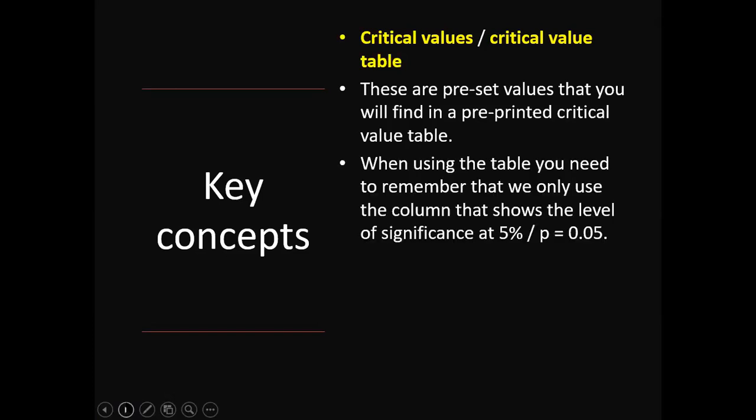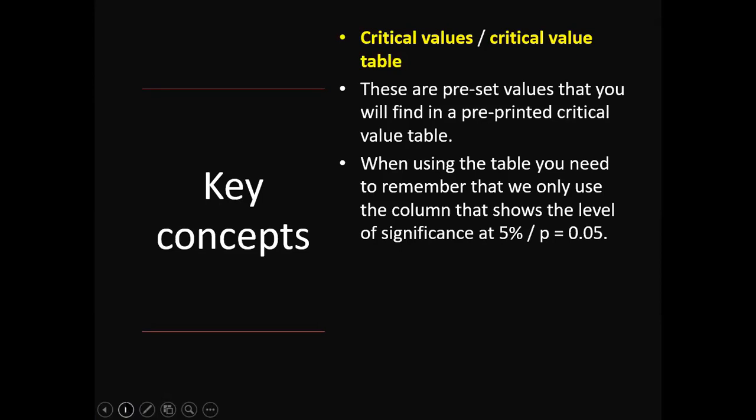So these are preset. Now, when you use this table, you need to remember that we only use the column that shows the level of significance at 5% or p equals 0.05. Please don't say it's p equals 0.5, that's 50%, right? Because remember, probability is out of 1. So if we've got 0.05, that means 5%. So when we're using the table, we need to make sure we've got the right column.